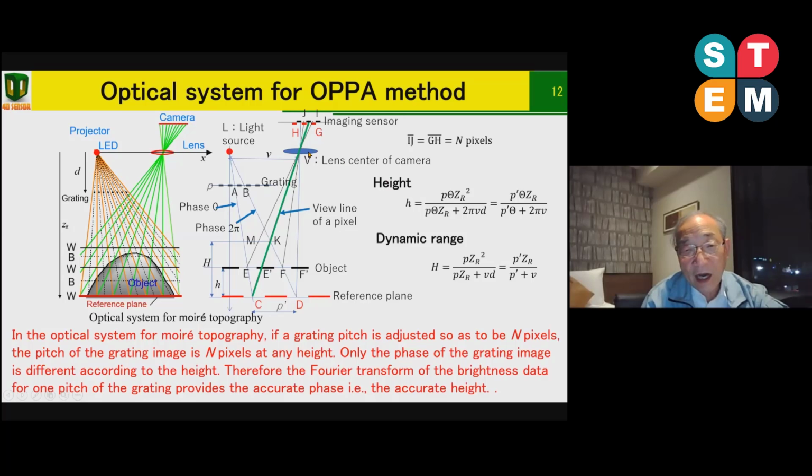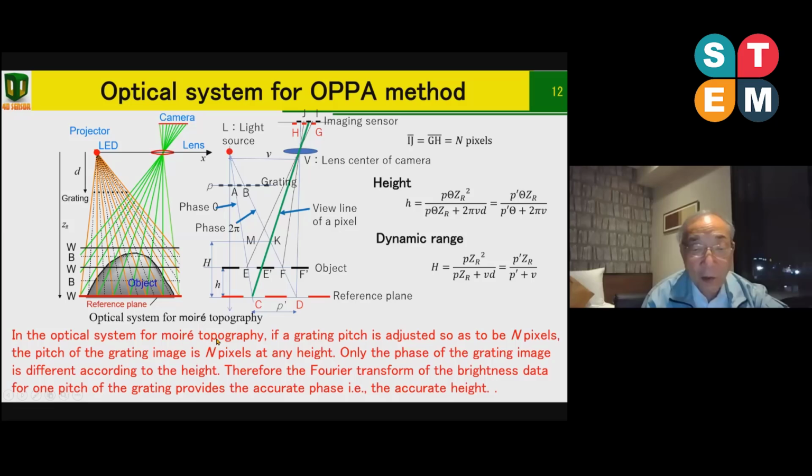V is the distance between light source and camera center, camera lens center. So from these parameters, we can calculate the height from the phase theta.